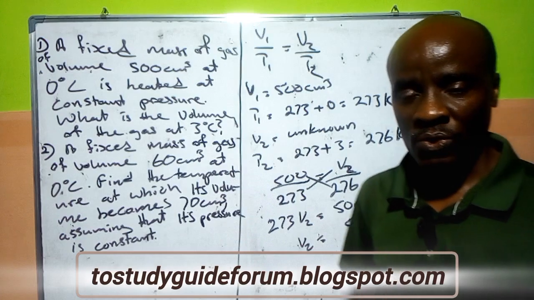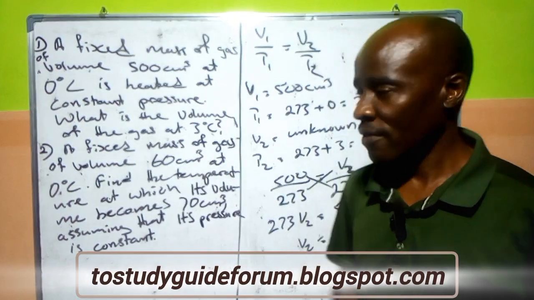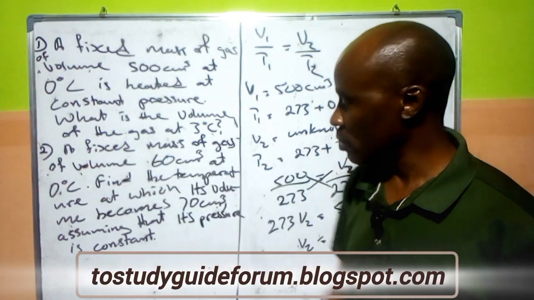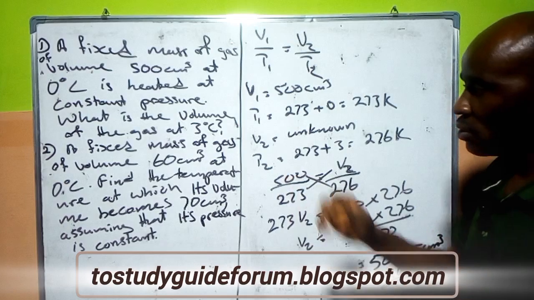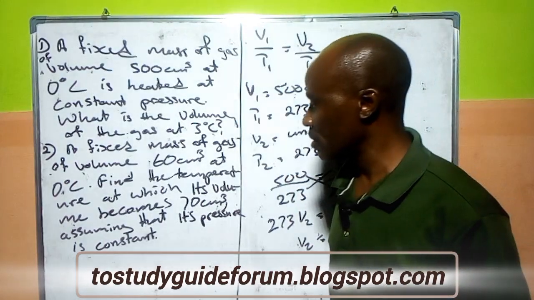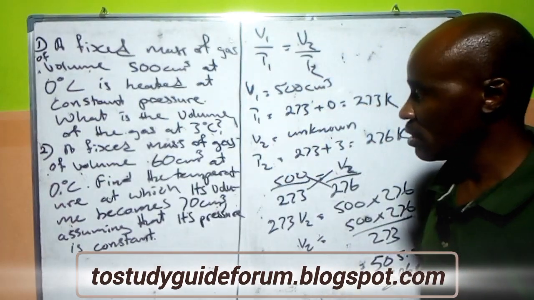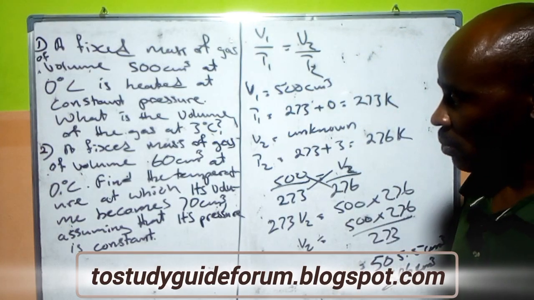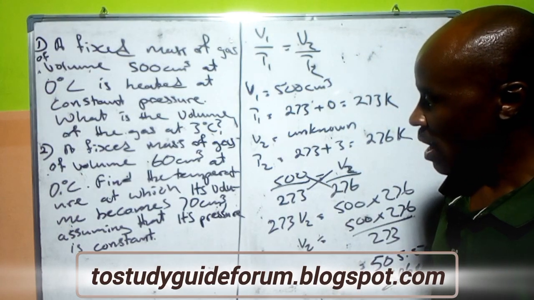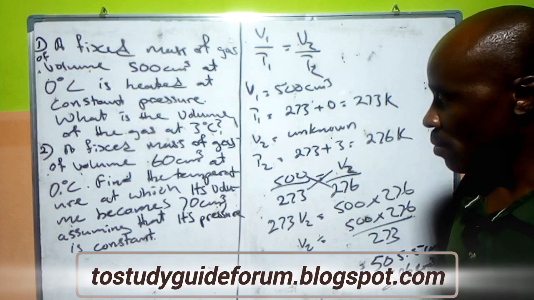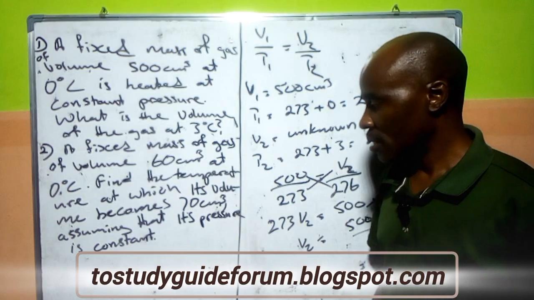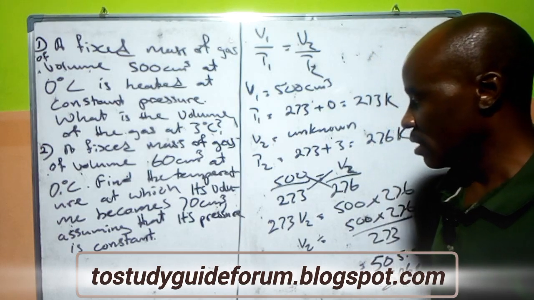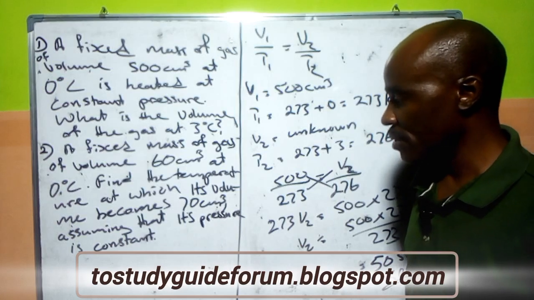So let's go back to what we have. At this moment we have the second question. Say that a fixed mass of gas of volume 60 cm³ at 0 degrees Celsius. The question says find the temperature at which its volume will become 70 cm³, assuming that the pressure remains constant.